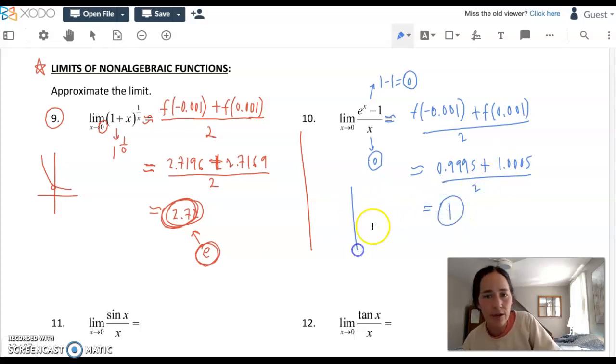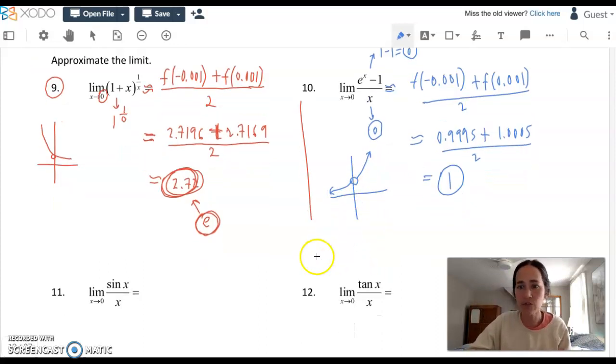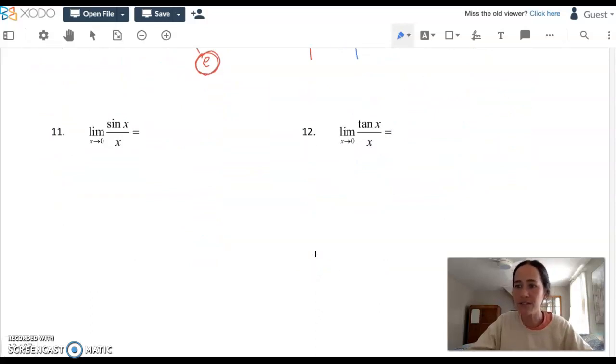So here we're looking at a graph that would have had a closed-in dot at 0, 1, but it is a hole, and it does get to be a limit. Okay, so don't be afraid to use the calculator to estimate for those. For 11 and 12, same idea, but 11, actually, can you circle these two? 11's actually going to help us with 12, and we'll see why in a second.